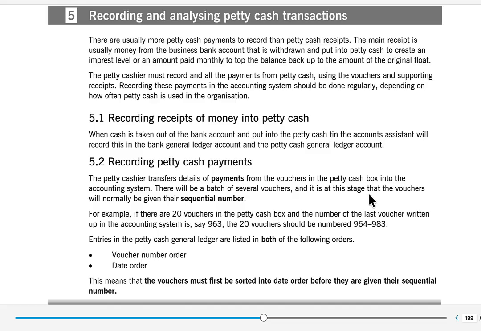The correct order for numbering vouchers. Here is the key detail from the book. The vouchers must first be sorted into date order. Then they are given their sequential voucher numbers. This is done so the vouchers match the real order of payments.